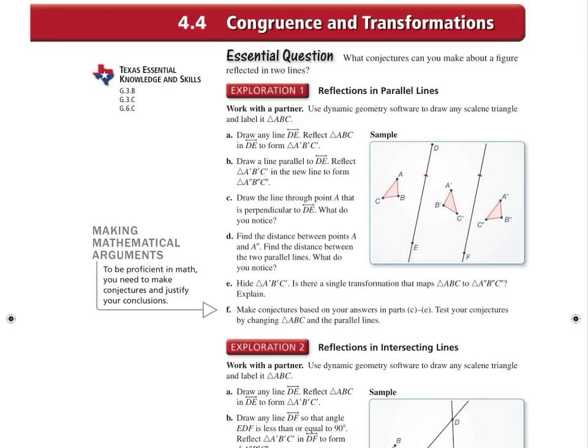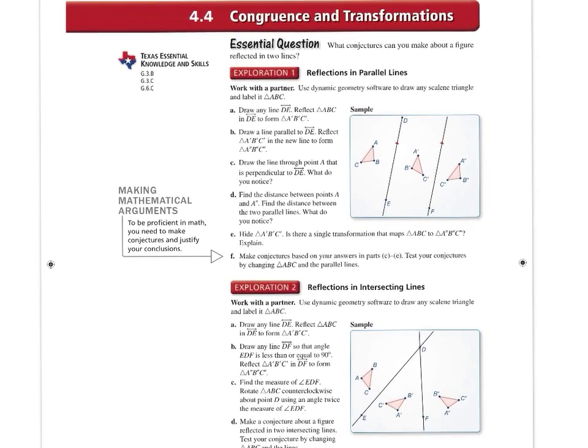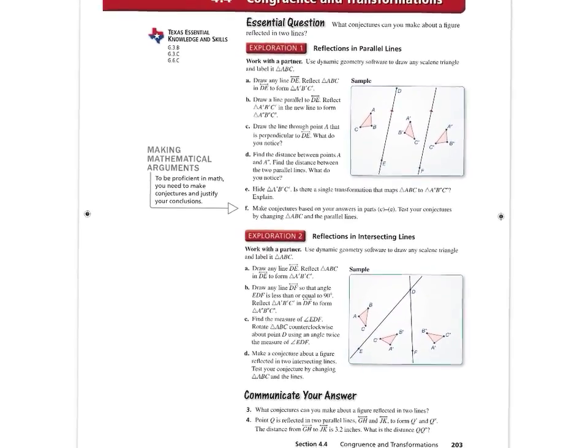If you're looking at the textbook pages, the first page is your two explorations with the essential question at the top of the page. So let's take a look at the essential question here. What conjectures can you make about a figure reflected in two lines? And the two explorations are designed to explore that question.